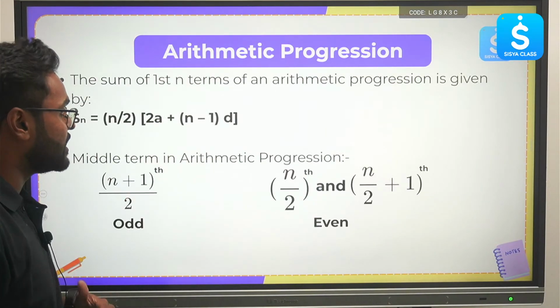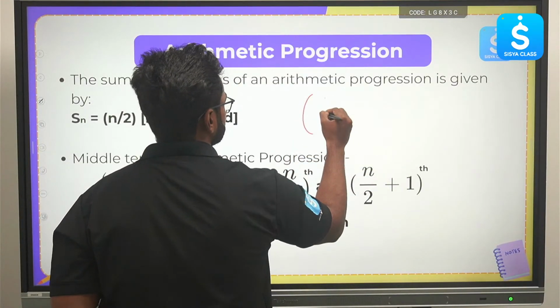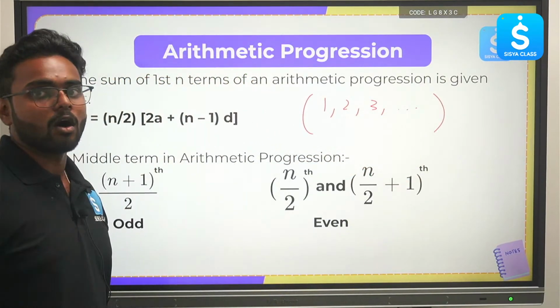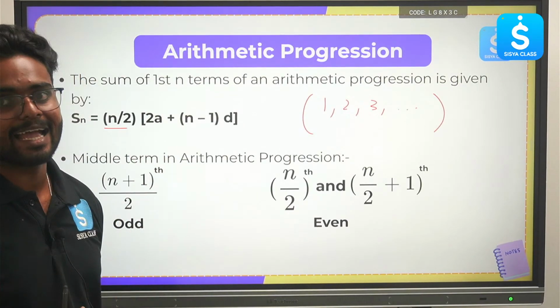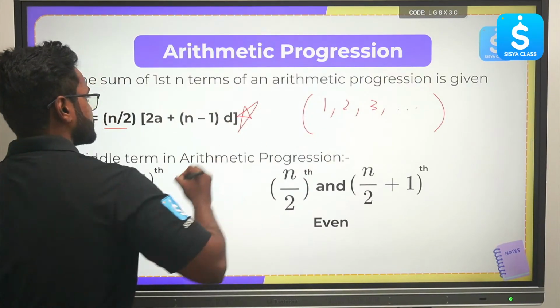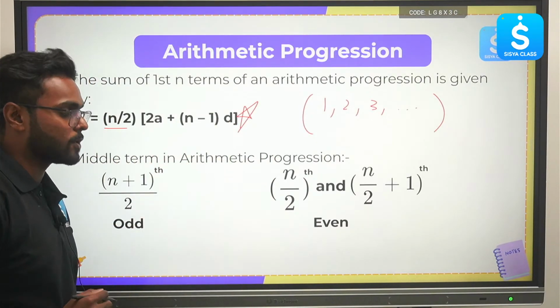Coming to the sum of n terms of arithmetic progression. You have a set of numbers 1, 2 and so on. If you want to find the sum of all of these numbers, we have a formula: n by 2 into (2a plus (n minus 1) into d). You will be using this. It's an important formula.